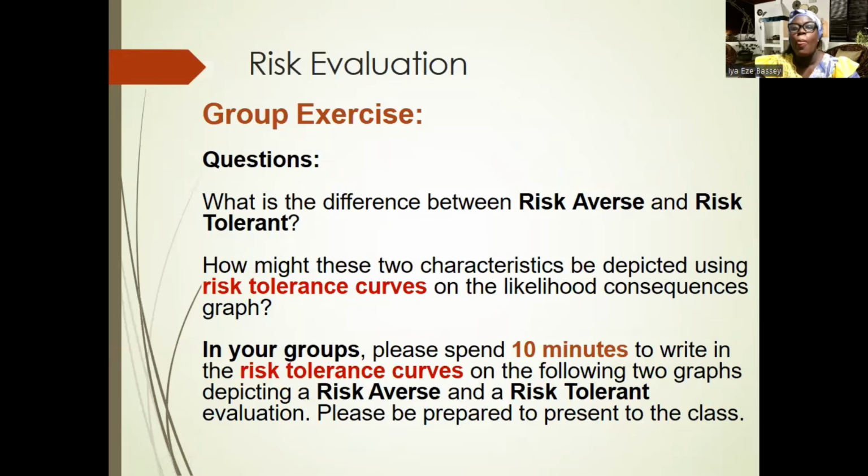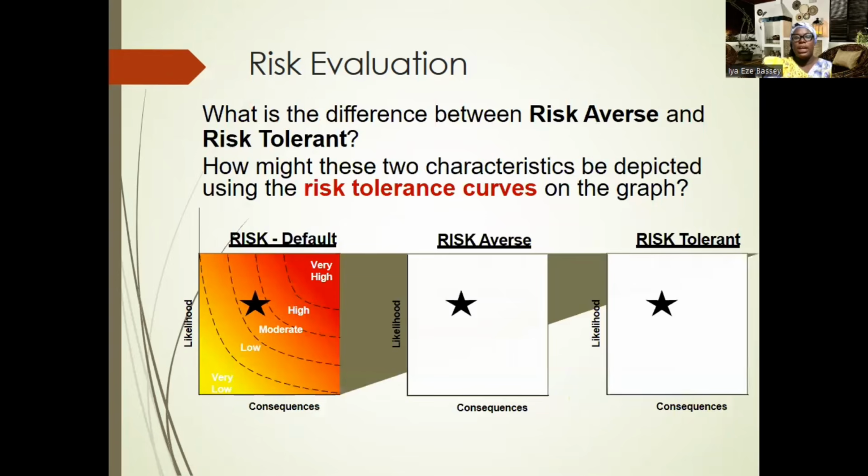So I want to ask you before we go forward, what is the difference between a risk-averse and a risk-tolerant institution? What is the difference between when you say something or someone is risk-averse and someone is risk-tolerant? And how might these two characteristics be depicted using risk tolerance curves on the likelihood consequences graphs? So look at this.